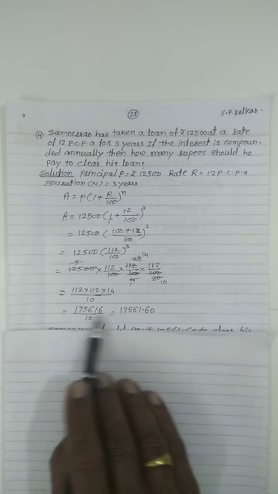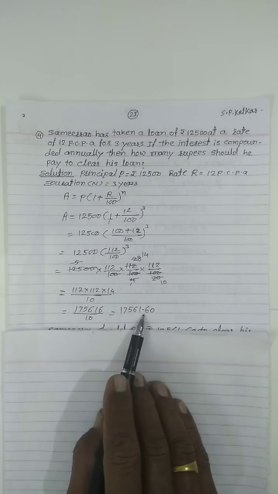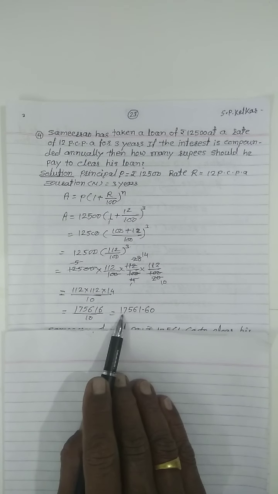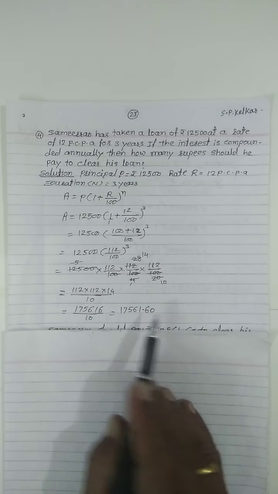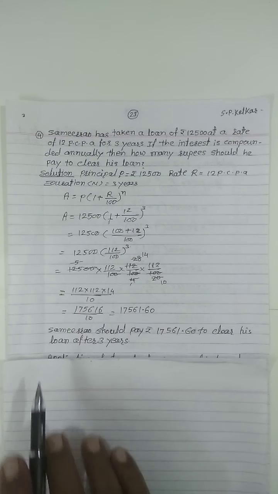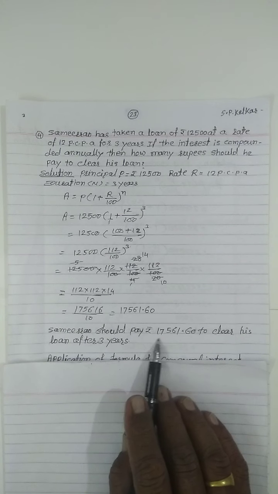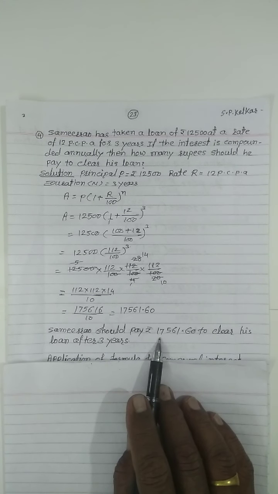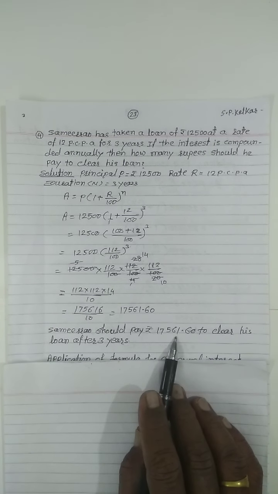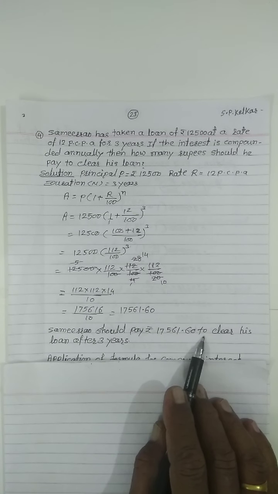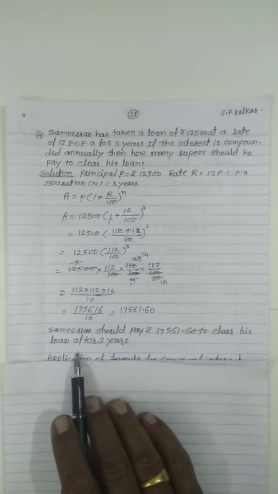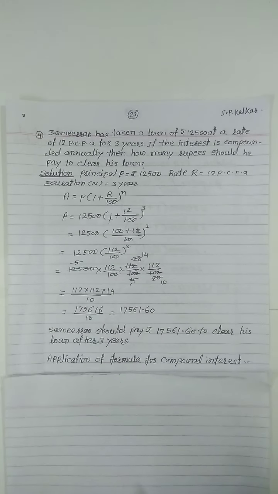Then we divide this quantity, we get here 17,561.60. Now Shamra should pay rupees 17,561.60 to clear his loan after 3 years.